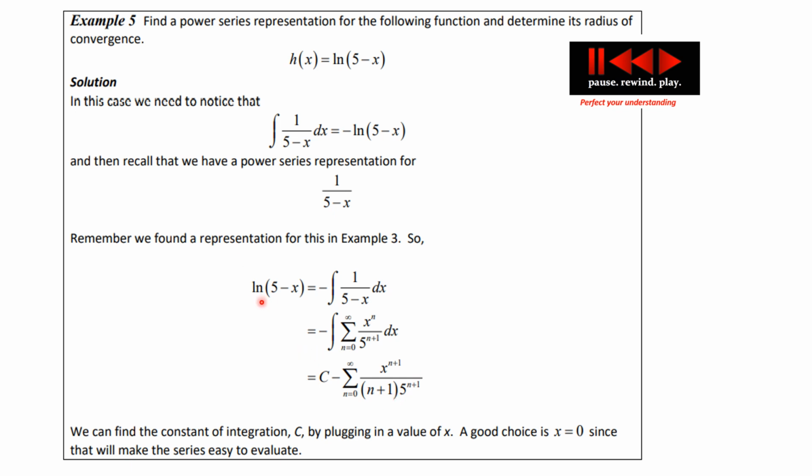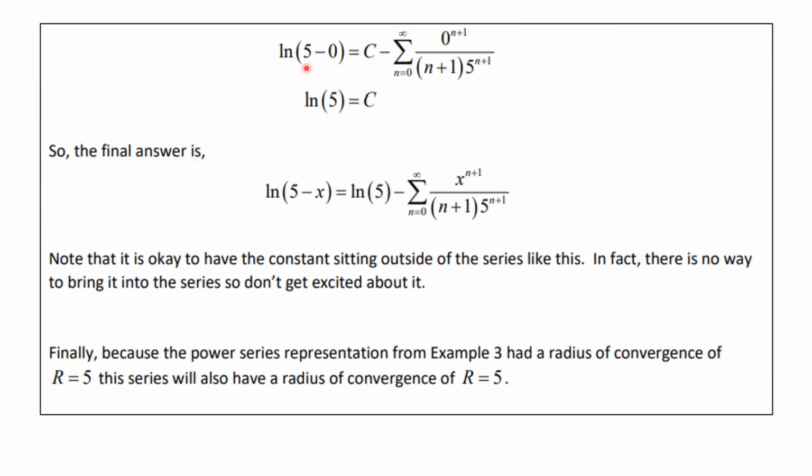So you see, we find out that this function is represented by a constant minus the summation n equals 0 to infinity of x to the n plus 1 all over n plus 1, times 5 to the n plus 1. Now we can find the constant of integration by plugging in any value of x, and let's plug in x equal to 0. If we plug in x equal to 0, all of this is 0, and so C is equal to the natural logarithm of 5. And that's what we did here.